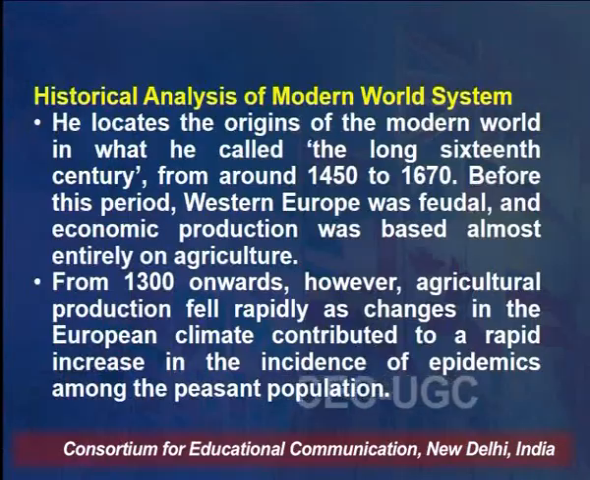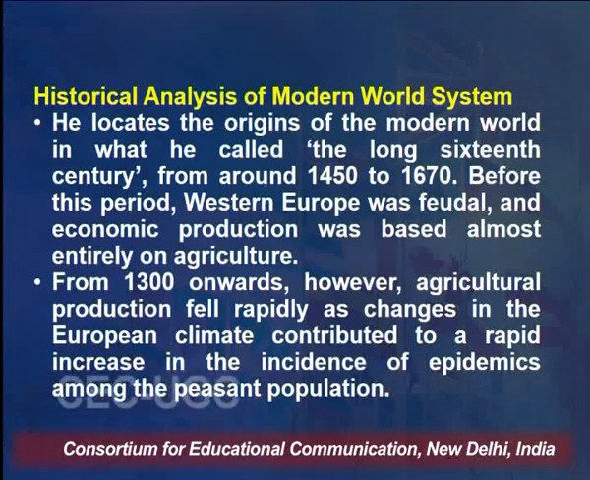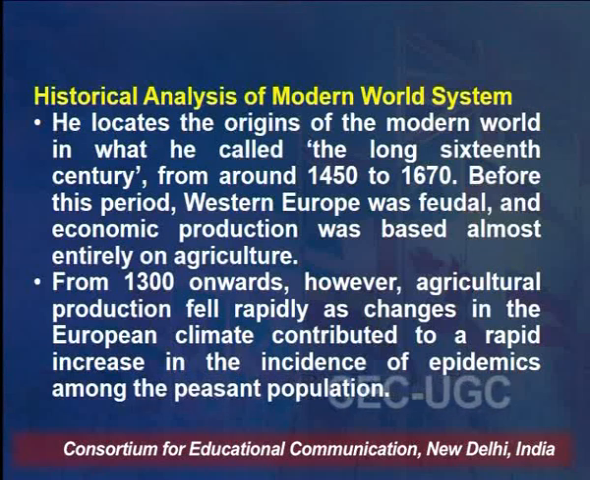Second thing is, from 1300 onwards, agricultural production fell rapidly as changes in the European climate contributed to a rapid increase in the incidence of epidemics among the peasant population. Now, it is an important turning point in the economic and social system prevalent in Europe, because the core of their economy and society, the agricultural sector, was passing through a phase of rapid decline. And what was the cause of that decline? It was the changing climatological conditions.